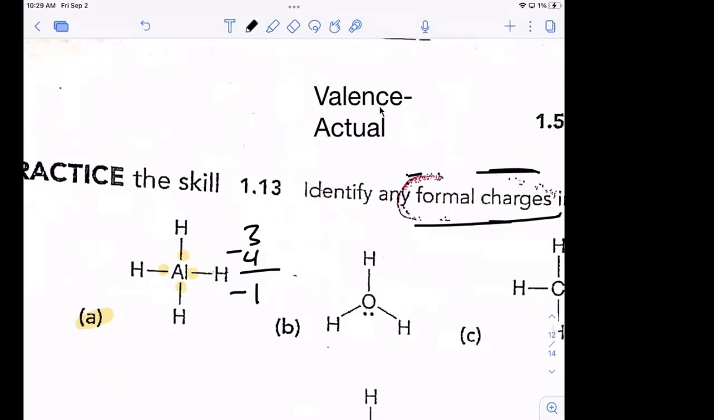Where did you get the 3 from again? That's the valence electrons. The valence is the group number. You can determine the number of valence electrons by what group the atom is in. So aluminum is in group 3, which means it has 3 valence electrons.